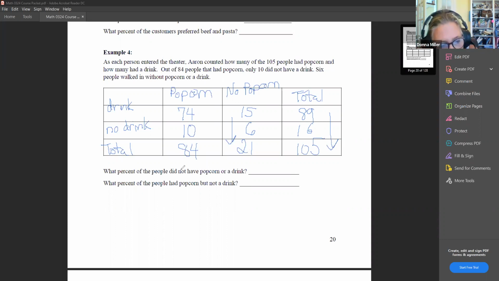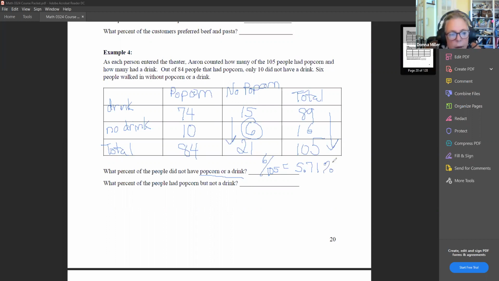What percent of people did not have popcorn or drink? So percent is part over whole. The people who didn't have popcorn or drink were 6, so it'd be 6 out of a total of 105. It's not 100 here, so I need to work that out on my calculator. I'm going to take 6 divided by 105, and I get 0.057. I'm going to multiply that by 100. I'm going to call it 5.71%.